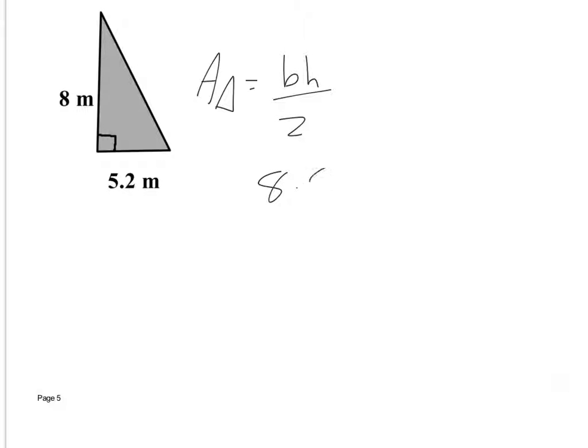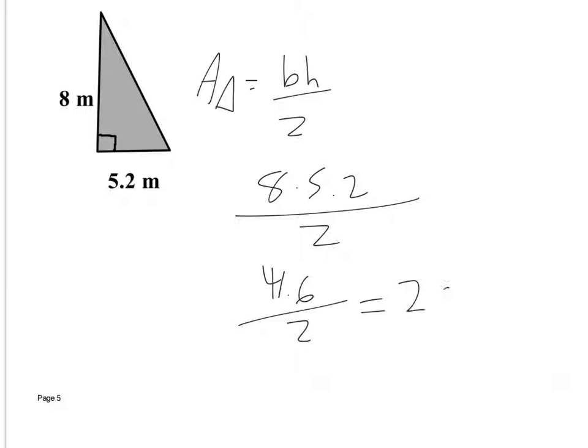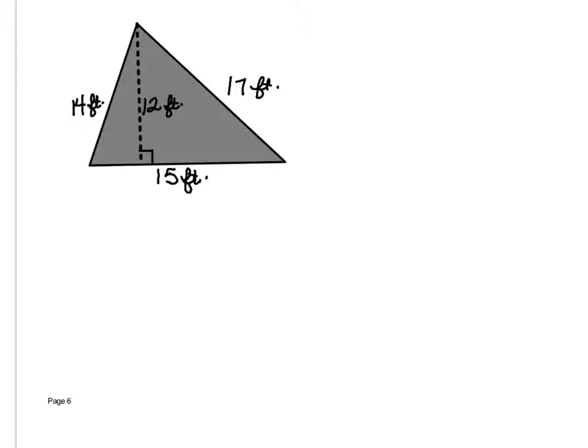So I do 8 times 5.2. I divide that by 2. 8 times 5.2 is 41.6. I divide that by 2 and I get 20.8. It's asking for area, so it's a square unit, so it's meters squared. There's my answer.